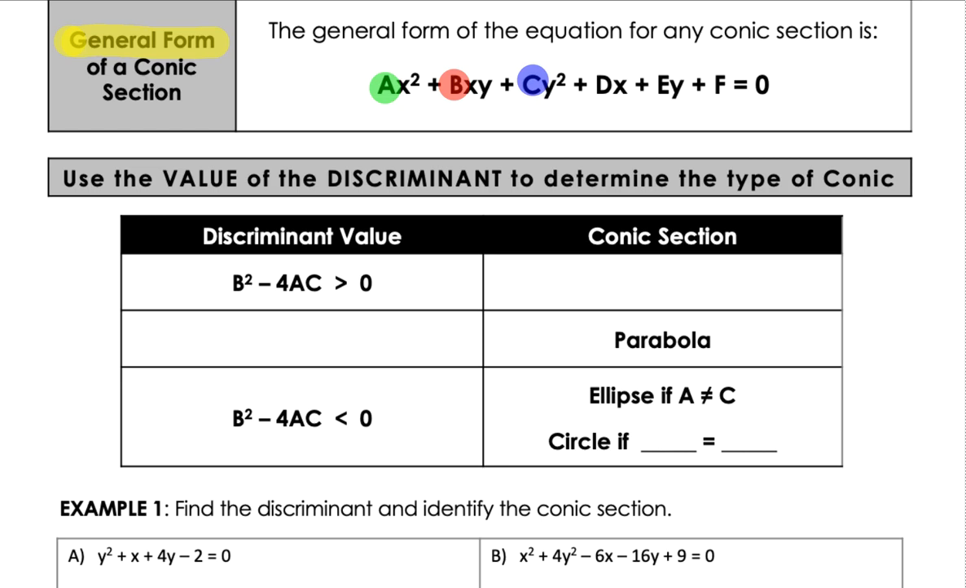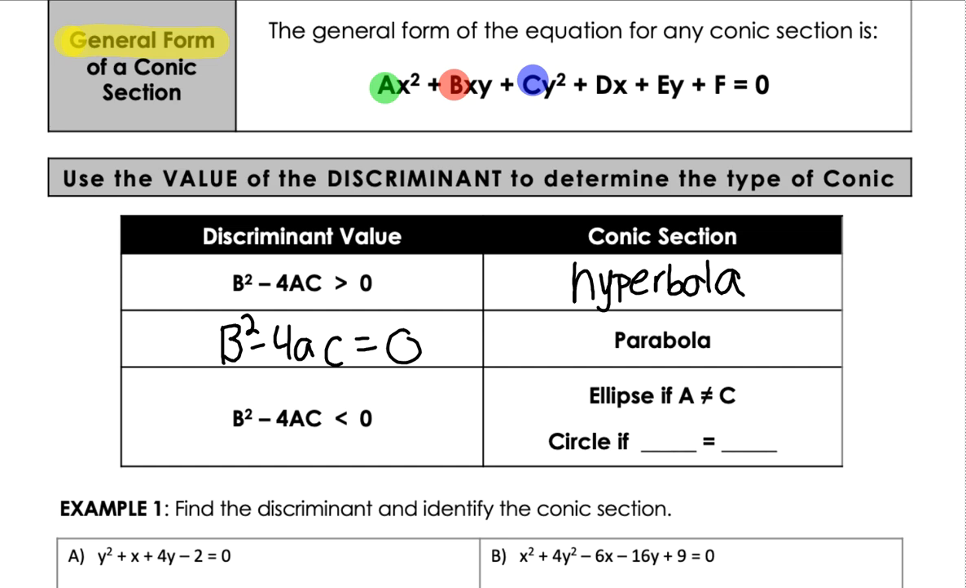If the b squared minus 4ac, the discriminant value, is greater than 0, so it's a positive number, that means our conic section is a hyperbola. The equation would be representing a hyperbola in that case. So a positive discriminant represents a hyperbola. If our discriminant is exactly equal to 0, then that represents a parabola as our conic section.